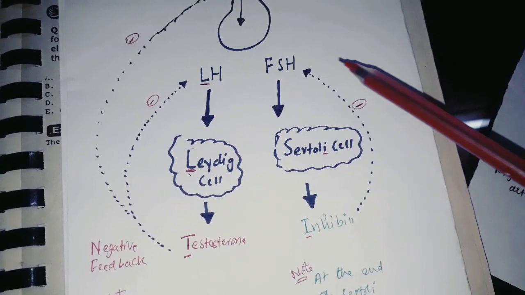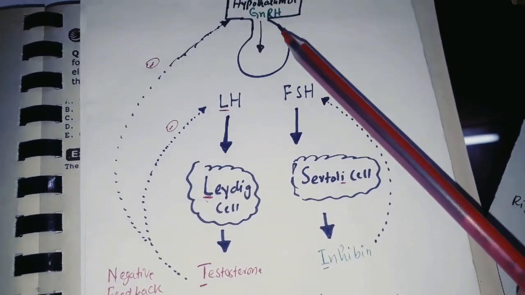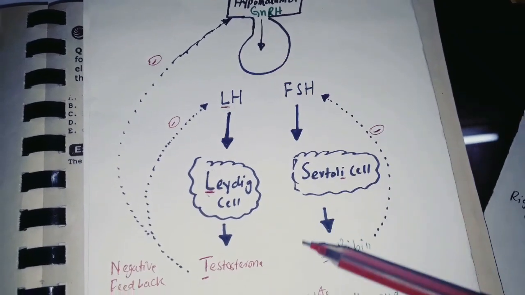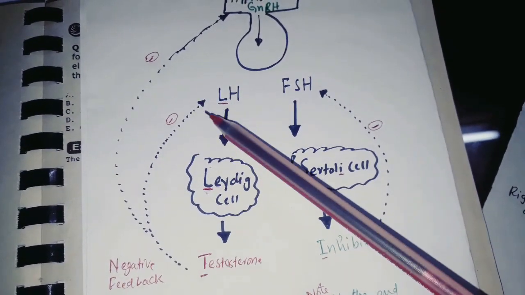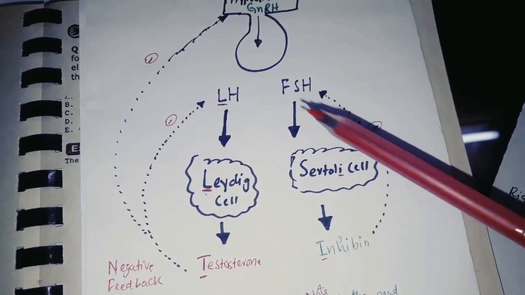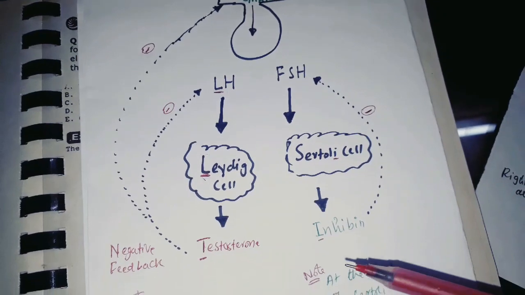It only inhibits FSH. It cannot inhibit or suppress or decrease GnRH as a negative feedback. But testosterone will inhibit LH and also GnRH. But inhibin will only inhibit FSH, not GnRH. You have to remember this.